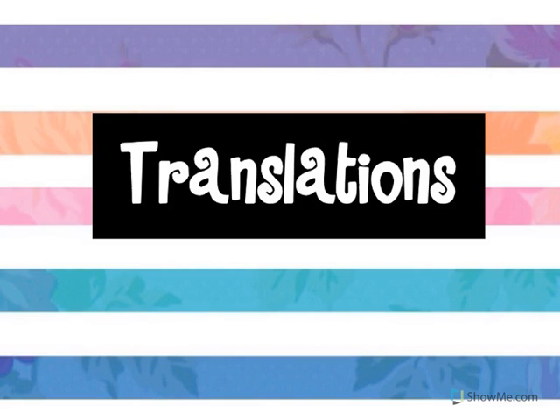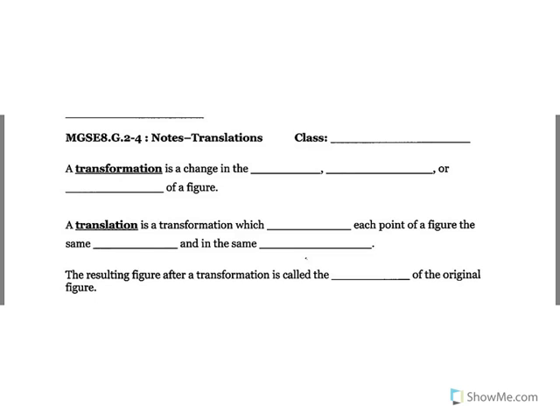Okay, today we're going over translations. Translations are a type of transformation that occurs where the size and shape all stay the same. They are all going to be congruent.